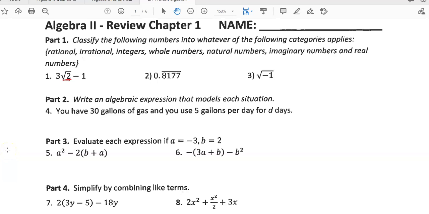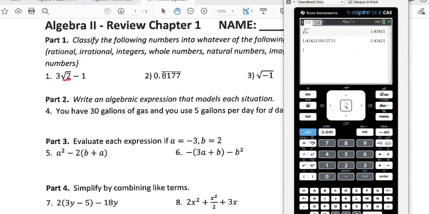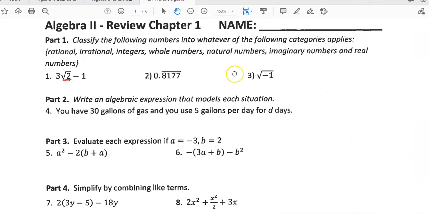So this first problem, if you look at that square root of 2 there, you can see that the decimal, if you typed it in your calculator, you get 1.41421. If you look at it even closer there, it doesn't seem to have a pattern. So that's kind of like pi. That's an irrational number. So this, even though it has some rational parts to it, it's going to be irrational.